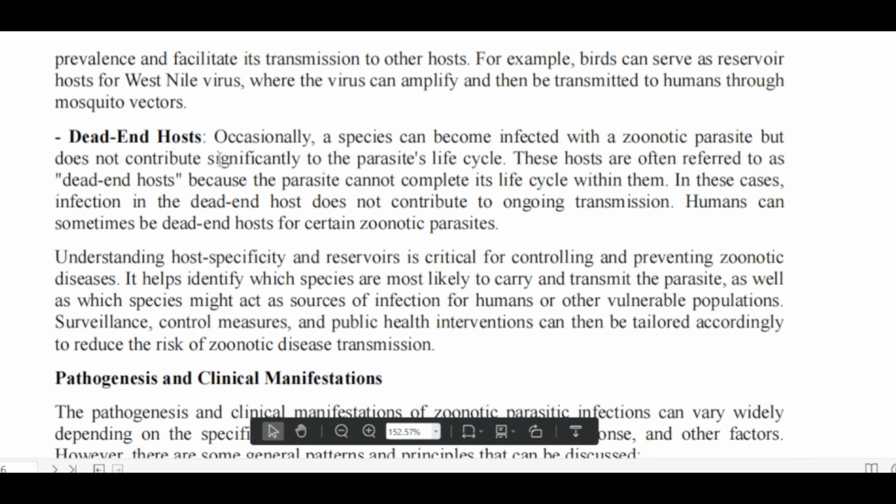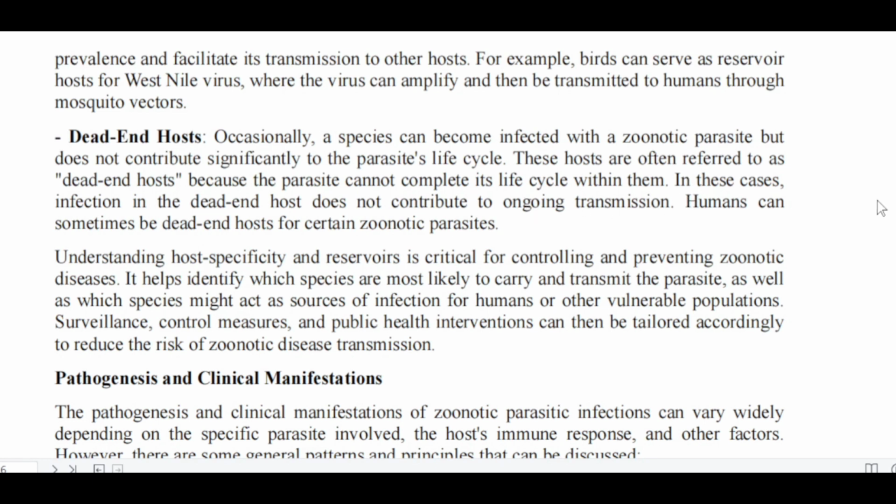A dead-end host. Occasionally, a species can become infected with a zoonotic parasite but does not contribute significantly to the parasite life cycle. These hosts are often referred to as dead-end hosts because the parasite cannot complete its life cycle within them. So it's like it's just trapped inside. In these cases, infection in the dead-end host does not contribute to ongoing transmission. Humans can sometimes be dead-end hosts for certain zoonotic diseases.